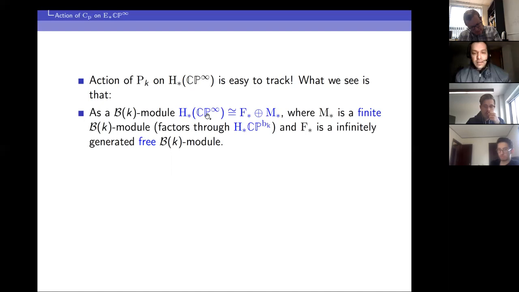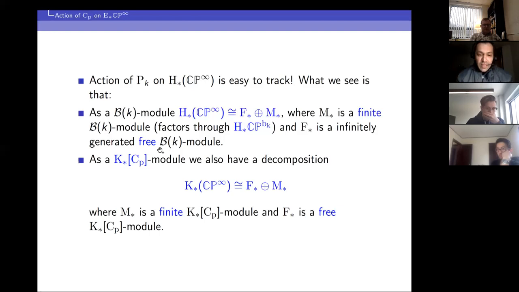In fact, if I were allowed to use CP minus infinity to infinity, then everything would have been free. This finite B_k module comes from the fact that we have truncated ourselves from below at zero. Some of the pieces which, if I had put in some negative cells, would have given a free part, I can't get. So from here we study this connection and learn that as a K_*C_p module, the K_* homology of CP infinity also splits into two parts: one is the infinitely generated free part, and one is a finite K_*C_p module.